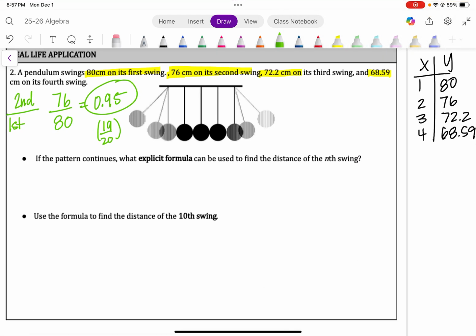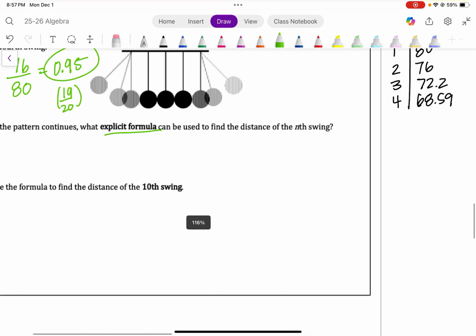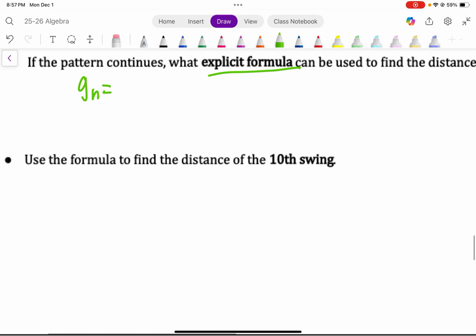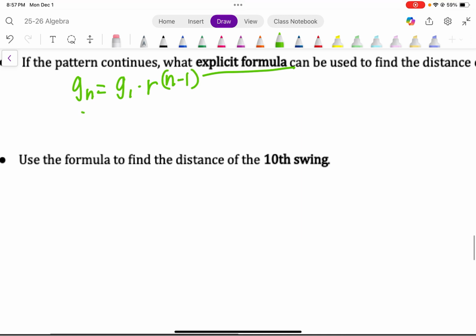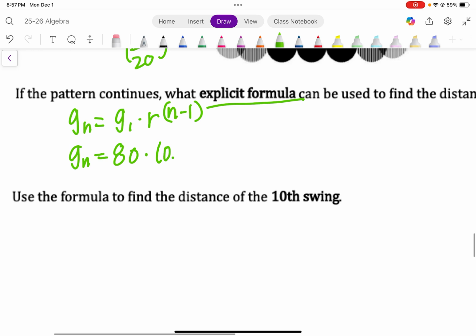So let's see. If the pattern continues, what explicit formula can we use? Again, explicit formulas are those ones that give you a number for a very specific number in that list. So g of n equals g of 1 times r to the n minus 1. So g of n equals g1, which was 80, because that was our first swing, times 0.95 to the n minus 1. So that's my equation.